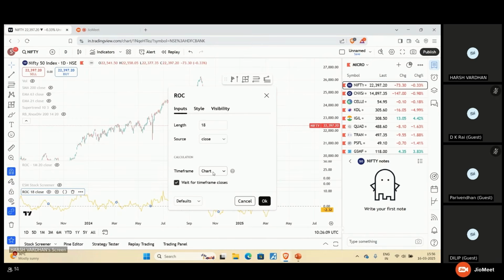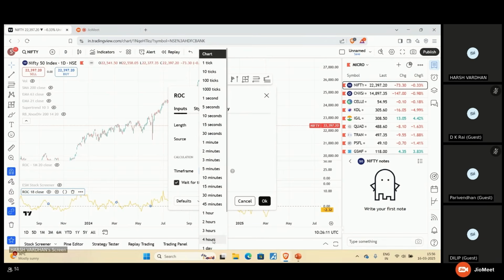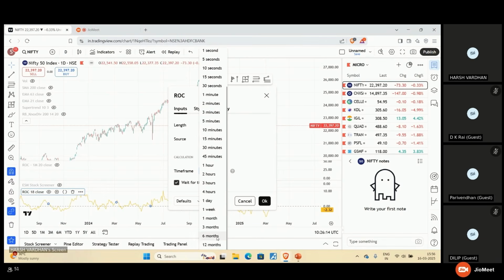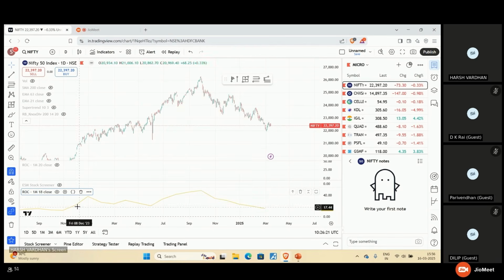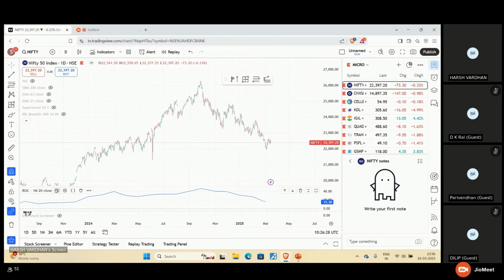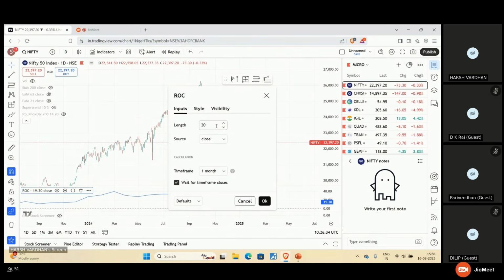Okay, so if you select 1 month here, then it will be ready to use. I've already created it, so I will delete this and use the previous one because some levels are also marked in it. As you can see, this is 1 month, 20 length. You have to change this to 18 for Nifty 50, and you have to use 20 for small cap index. Currently we are analyzing Nifty 50, so I will keep the length 18, time frame as 1 month. Okay.